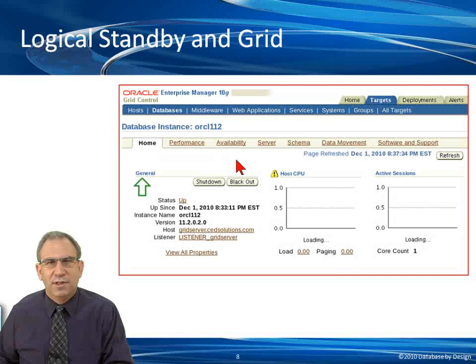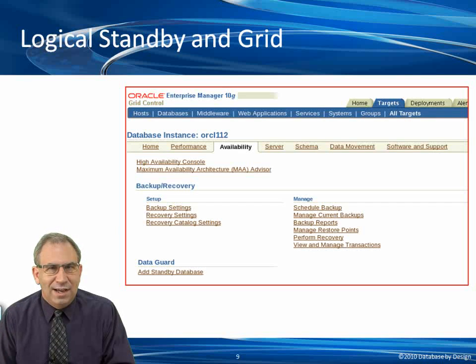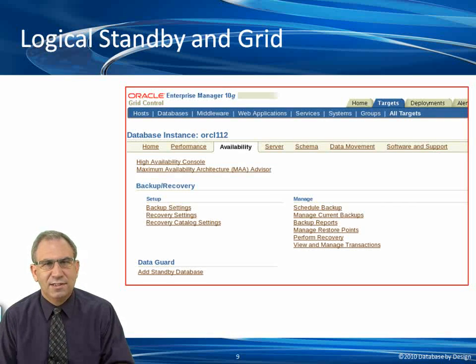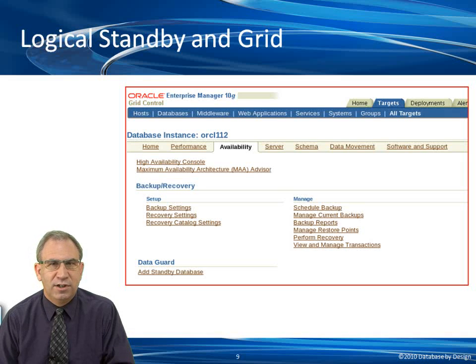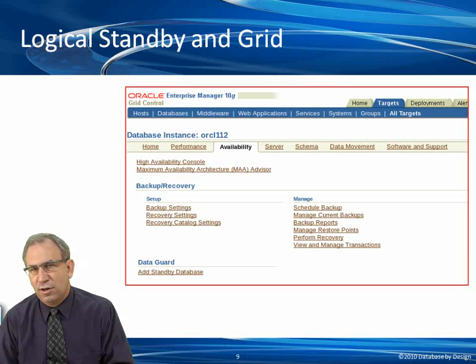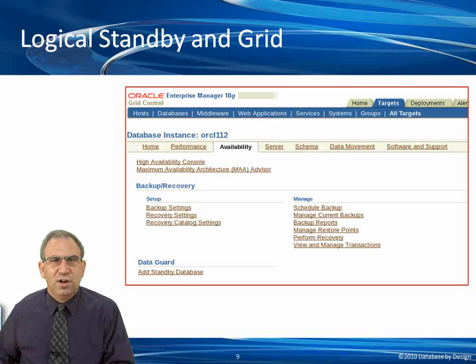To set up a data guard configuration, whether it be logical or physical, in a grid environment, I will navigate to Targets, Database, select that specific database, and then navigate to the Availability tab. When I navigate to the Availability tab, I can see at the top of the page the High Availability Console. The High Availability Console is the console that I can navigate to help manage my high availability architecture. I can manage my data guard, my RMAN, my clusters, all through my High Availability Console.